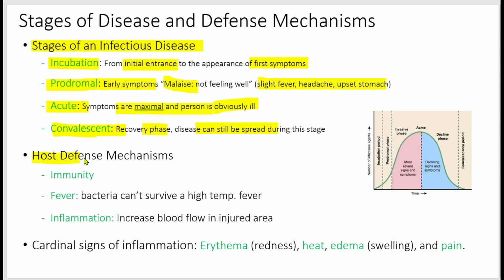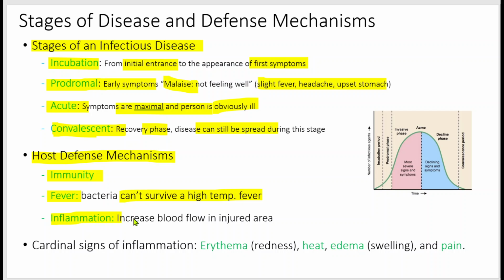There are different things that the host can do to defend against diseases. Definitely immunity. Fever is one of the defense mechanisms, because bacteria cannot survive high temperatures, so the body activates the fever to get the bacteria to die. That's why we sometimes shiver even though we have a fever: when the muscles shiver they produce more heat, and by creating heat we can kill the bacteria.